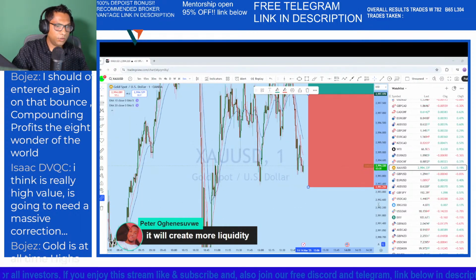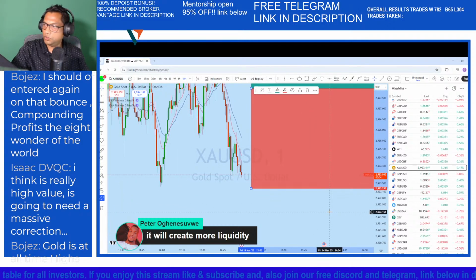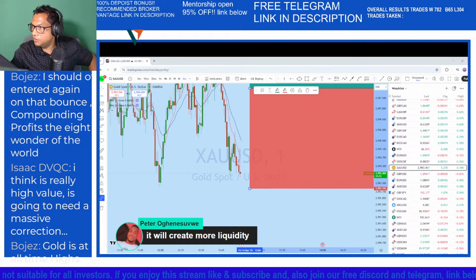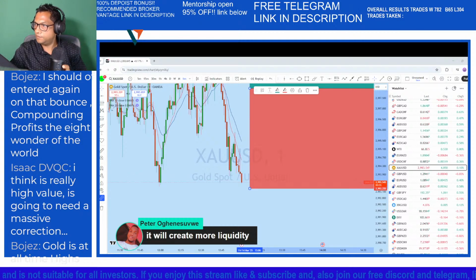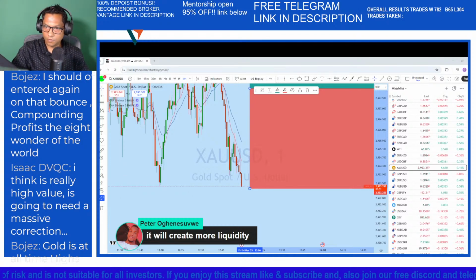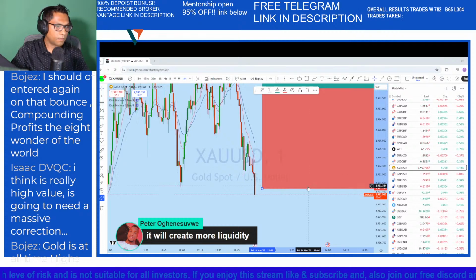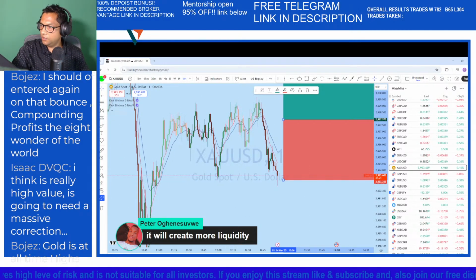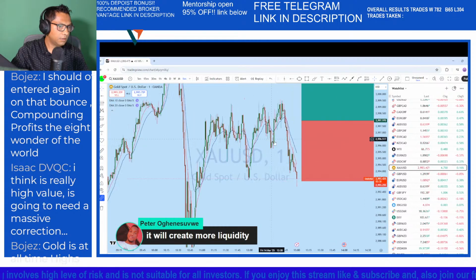So here we see that there is a narrow bearish price action, which might lead that price to come back to that support. There is a break of support here.